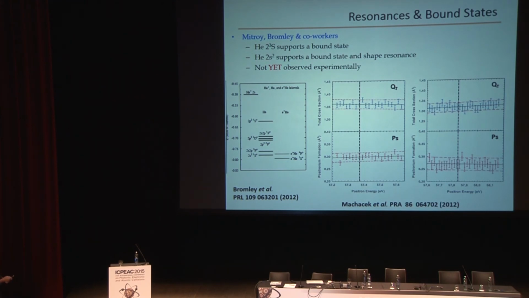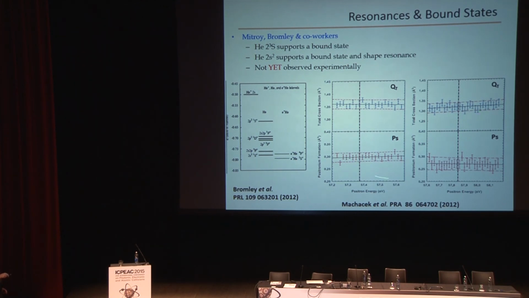And we did some measurements around these energies. So the vertical lines here are the predicted, theoretically predicted energies. These are measurements of the total positronium cross-section and the total scattering cross-section on the top, and the positronium formation cross-section on the bottom. And unfortunately, we haven't seen any.